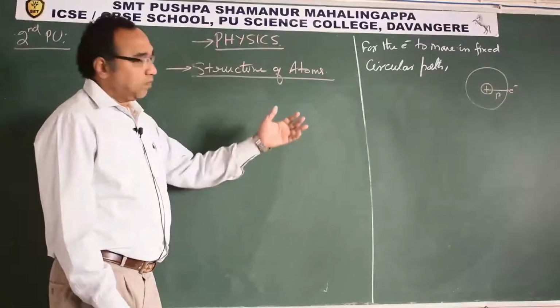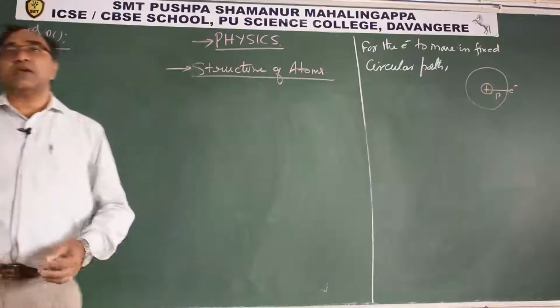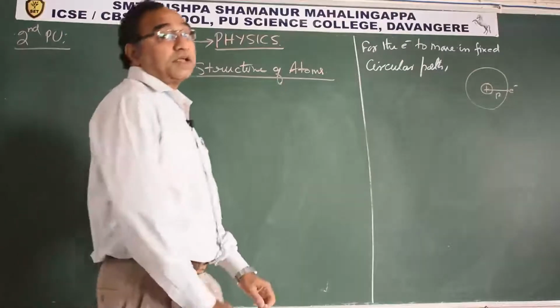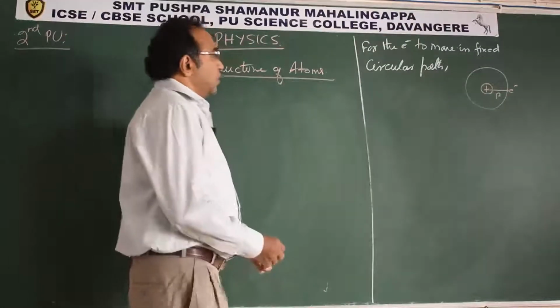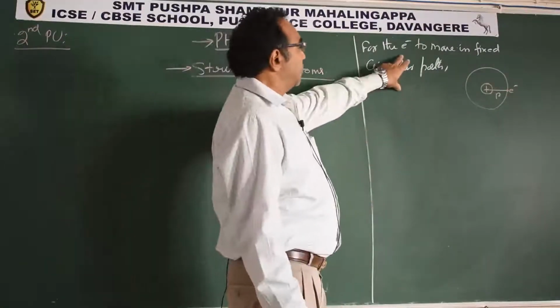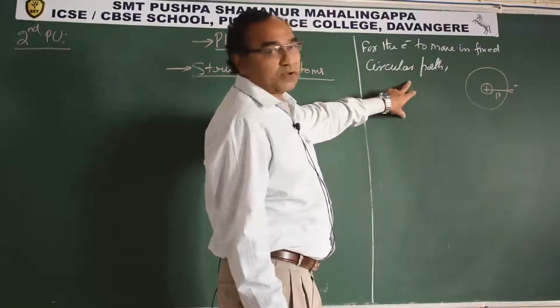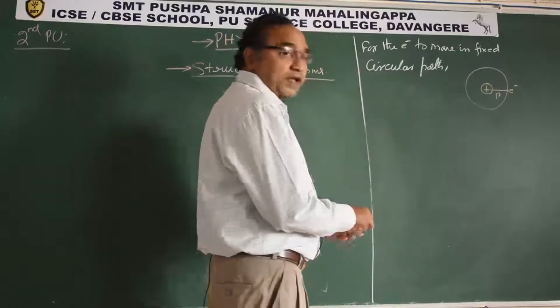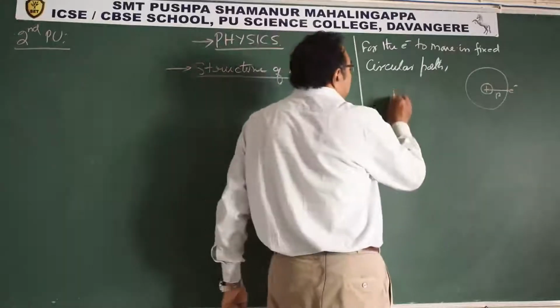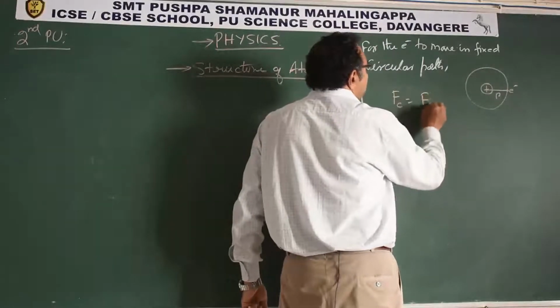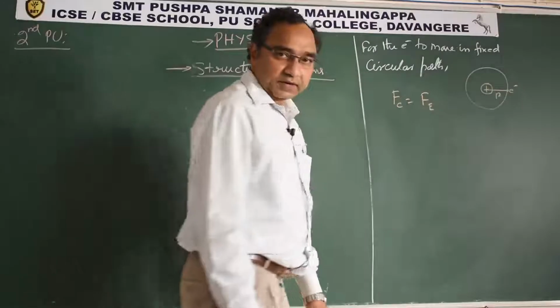Well students, now how to find the kinetic energy of the electron in a given orbit? Kinetic energy of the electron. We are assuming that the electron is moving in a fixed circular orbit. In that case, what can we say? Centripetal force should be equal to the electrostatic force, correct?